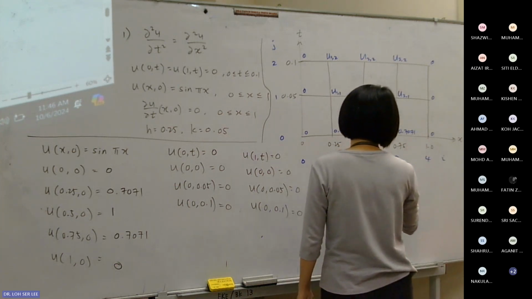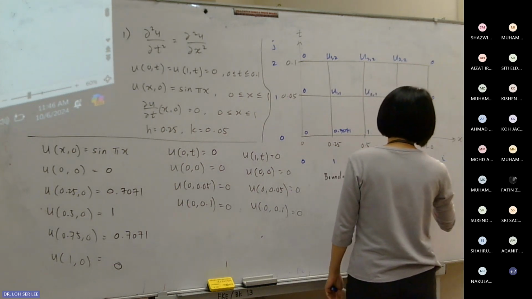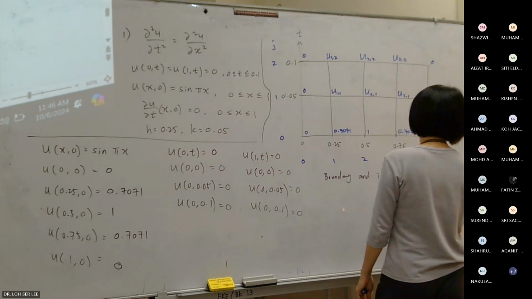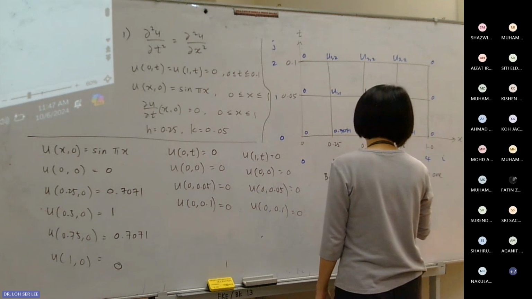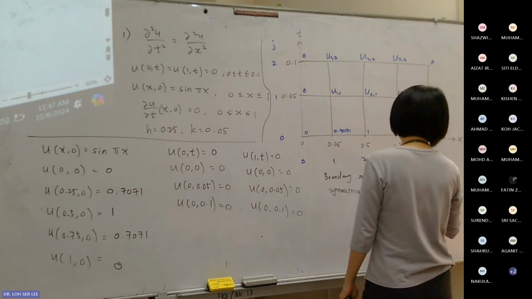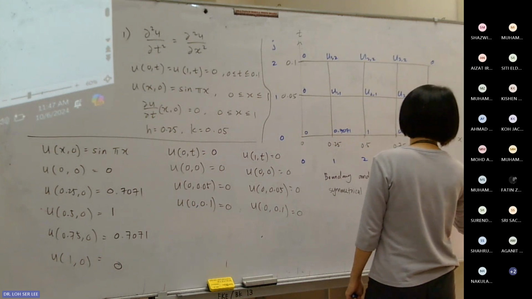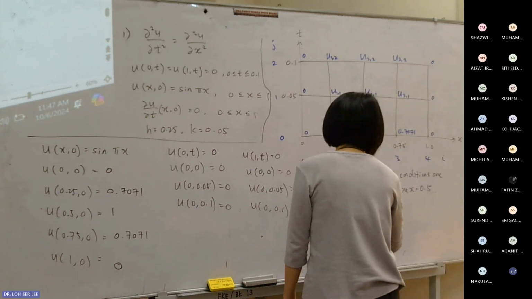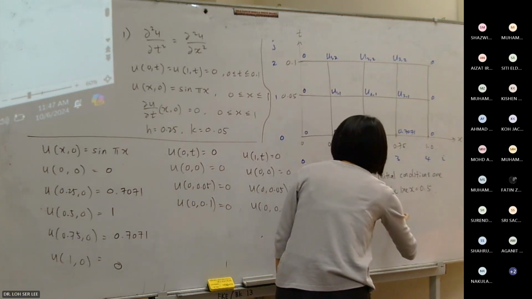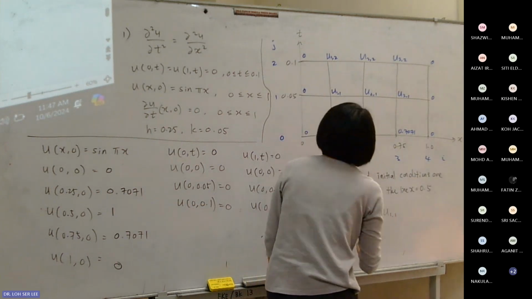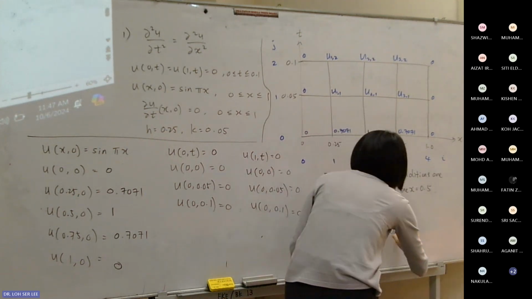The boundary and initial conditions are symmetrical above the line x equals to 0.5. Okay. And U31 equals to U11. U32 equals to U12.